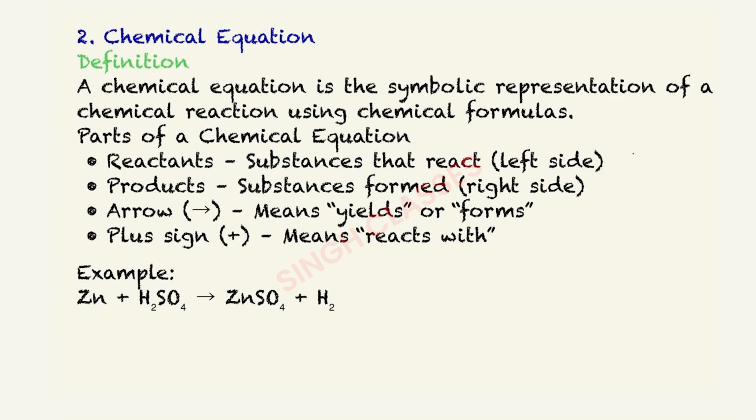2. Chemical equation. A chemical equation is the symbolic representation of a chemical reaction using chemical formulas. Parts of a chemical equation: reactants, substances that react, on the left side; products, substances formed, on the right side. Arrow means yields or forms, and the plus sign means reacts with.